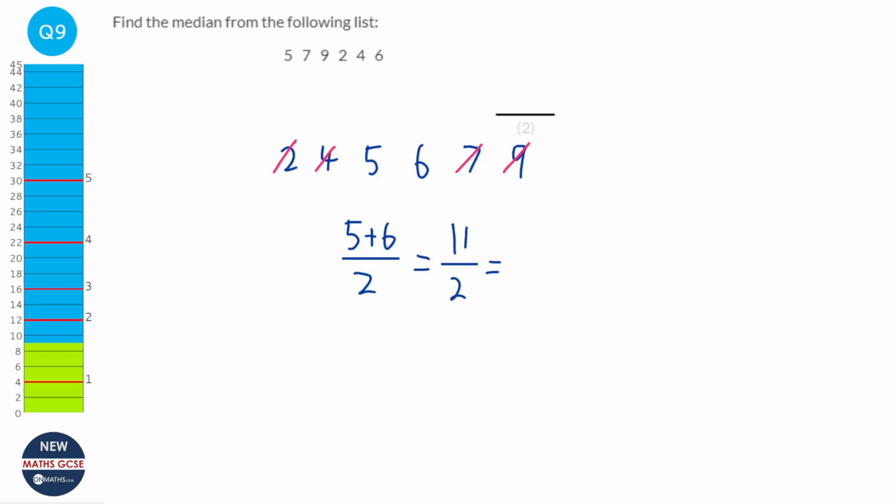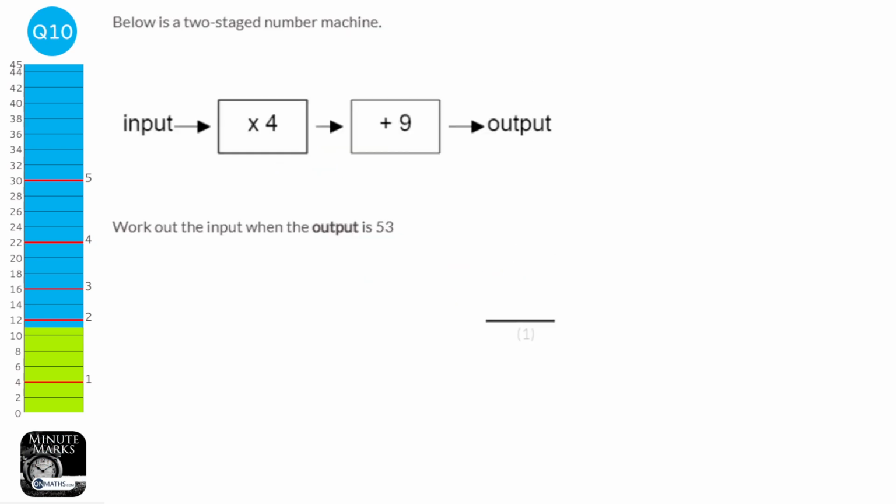And 11 divided by 2 is 5.5. And if you look, 5.5 is exactly halfway between 5 and 6. In this question, we're given the output as 53. So we know that the output was 53. So now we've kind of got to work backwards.